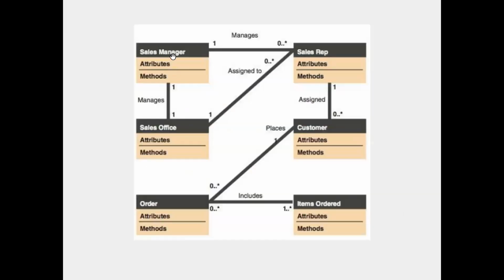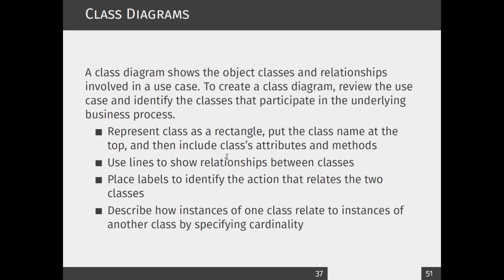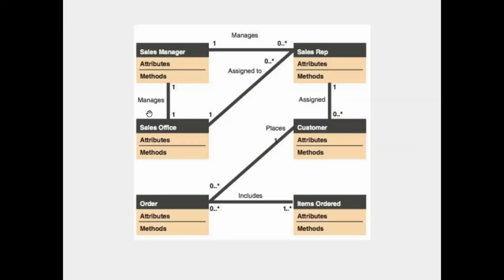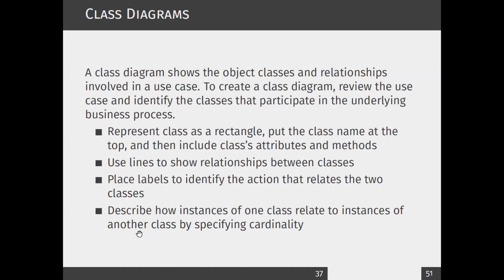So you can see here, sales manager is one class, sales rep is another class, and we have the manages relationship. This can mean that a sales manager manages 0 or more sales reps. So you can read it that way. Now, labels identify the action that relates two classes. We can use different labels, such as manages, assigned to, places, and includes. These are some of the labels.